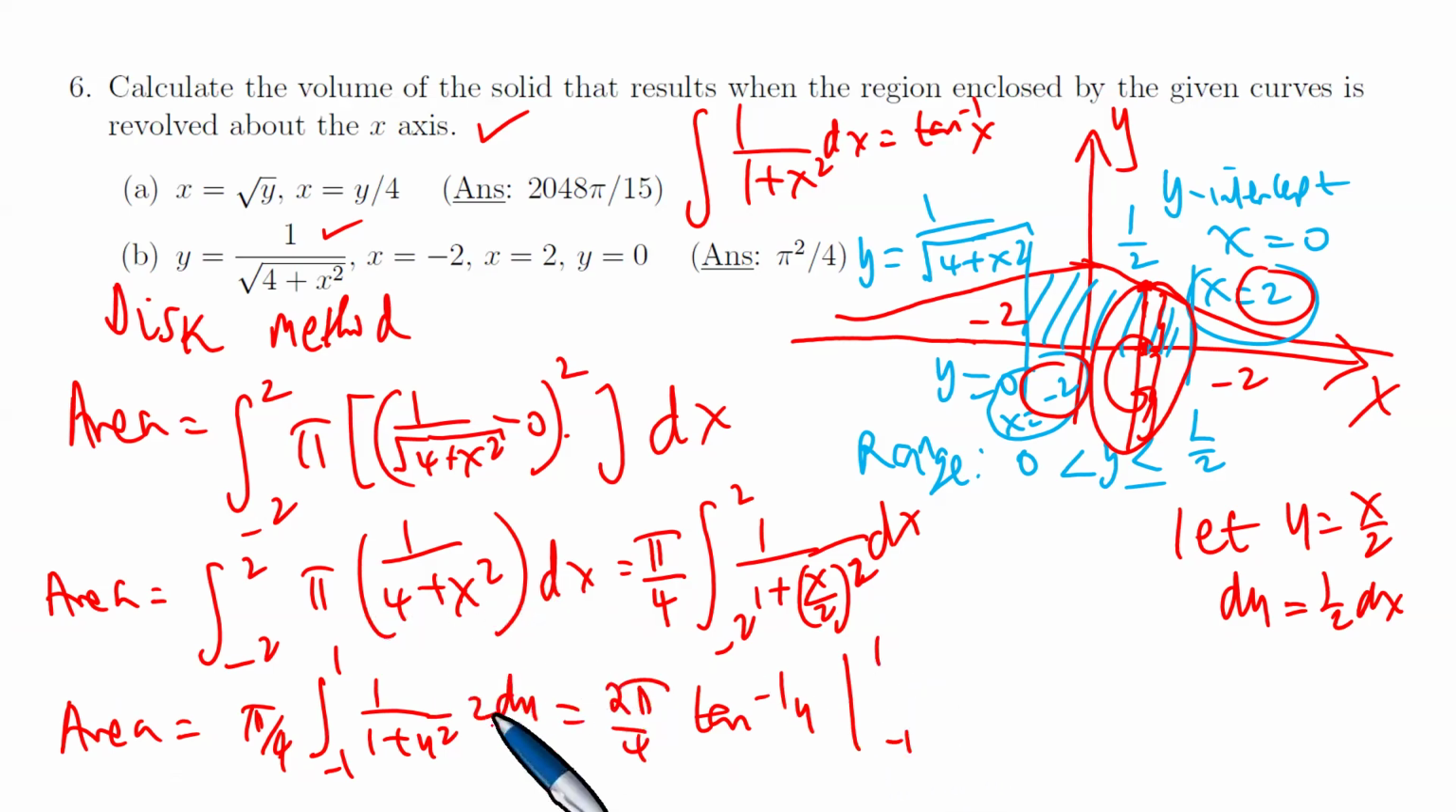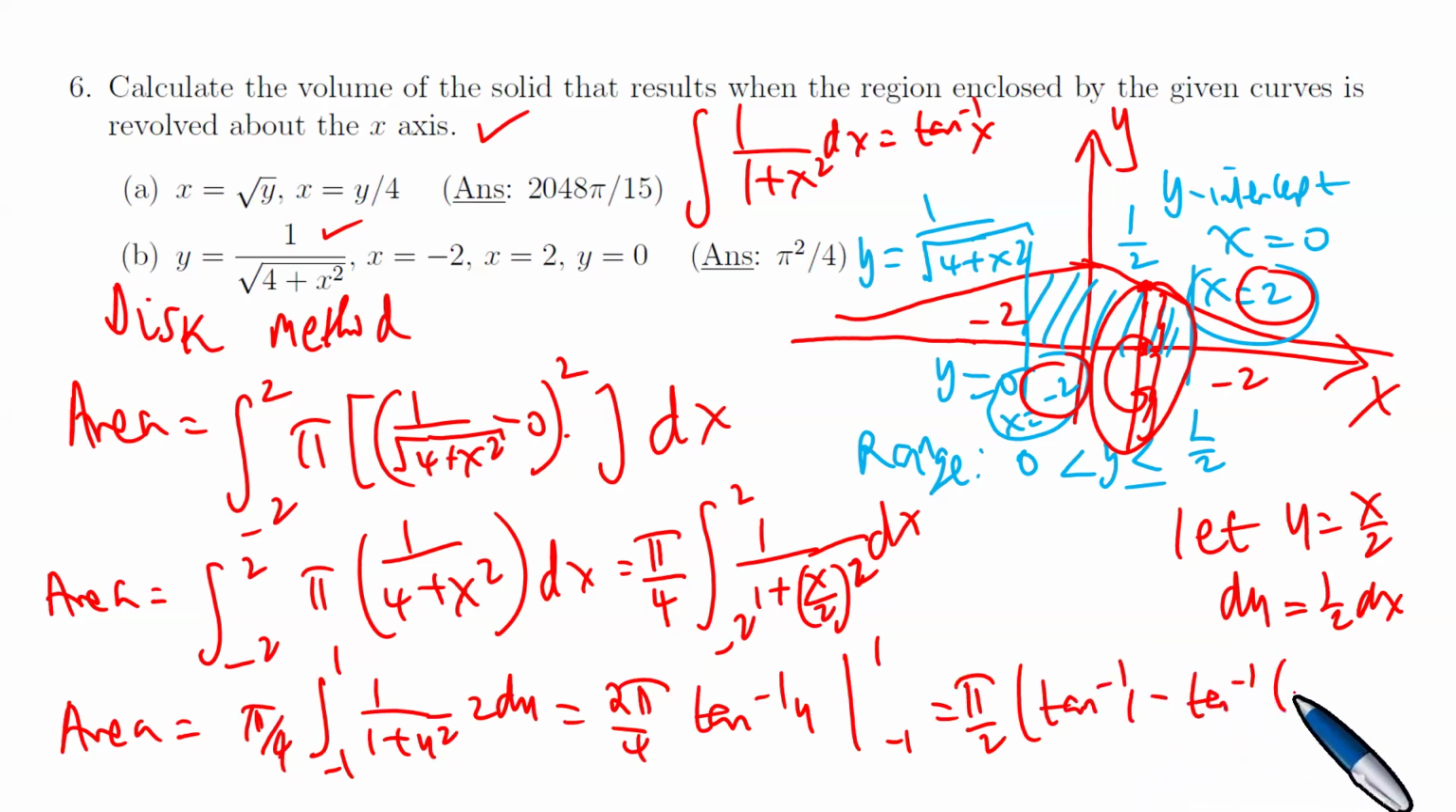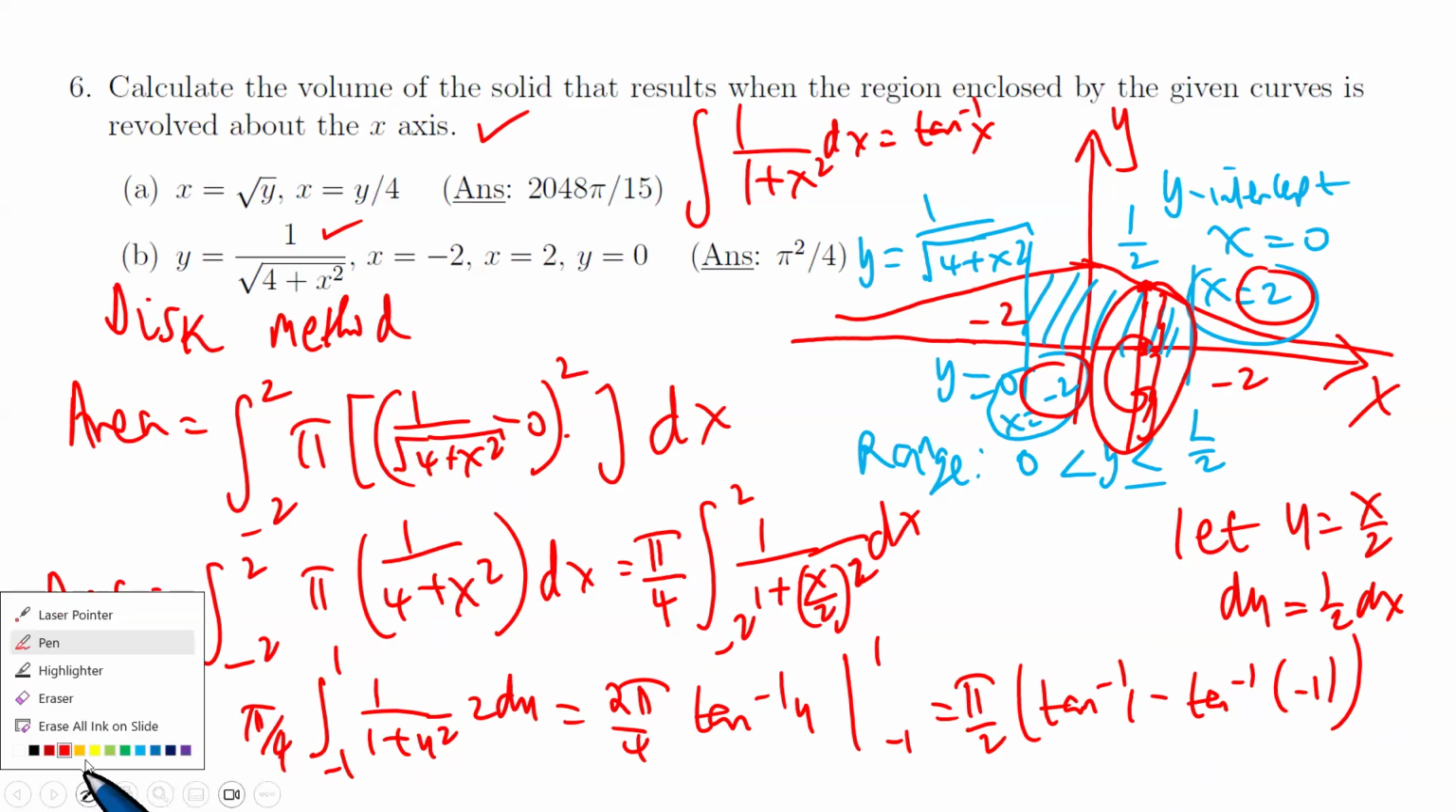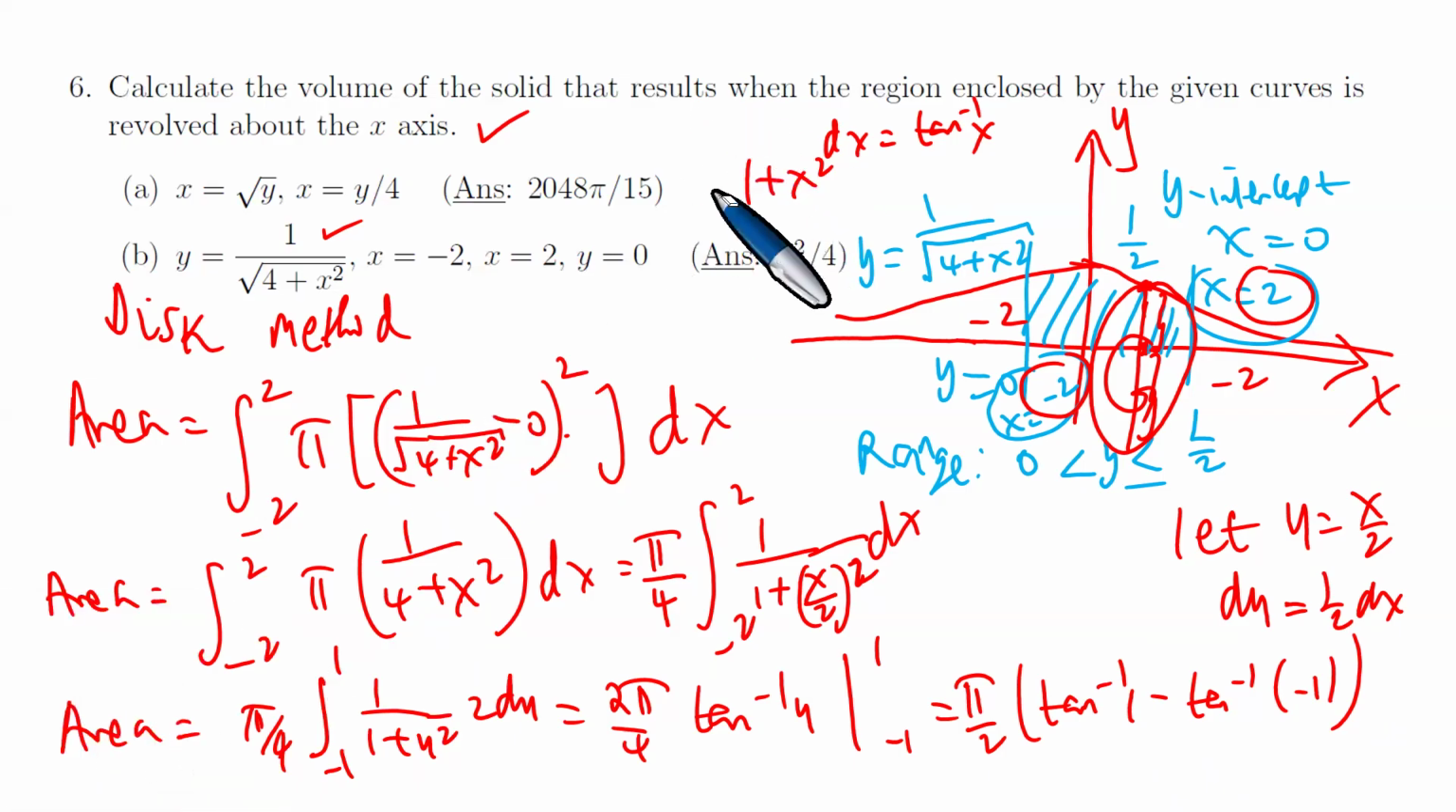Always change your limits of integration when you change the variable. It makes life easy. It makes sure you get the correct answer. So this is pi out of 2. Then you put in the 1, which is arctan 1 minus arctan minus 1. So this is the answer we're getting.